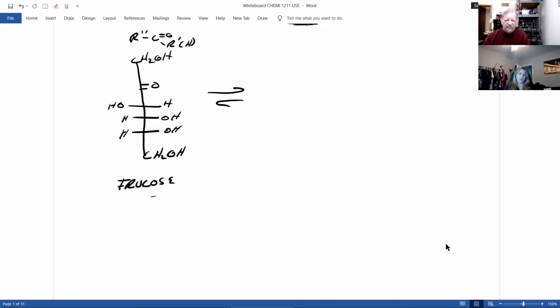aldehyde or ketone. If R prime is H, it's an aldehyde. If R prime is carbons, it's a ketone. Plus an alcohol, acid catalyst, you will get, keep your eye on the carbonyl carbon. That's where all the fun is. Remember, Dr. White at heart is a carbonyl synthetic organic chemist. What's attached to that carbon is still attached. You get a hydroxyl group, oxygen, R.